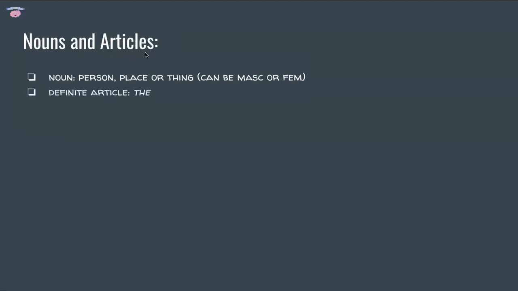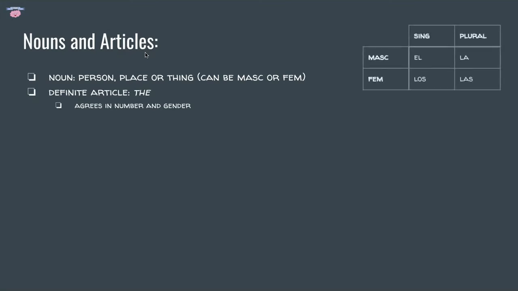Definite article is the. It shows a specific noun, and it agrees in number and gender with the noun. Now, when I wrote el hombre and la mujer, you might have noticed the el and la, and that's the definite article. For masculine singular, it's el. For masculine plural, it's los. For feminine singular, it's la, and for feminine plural, it's las.